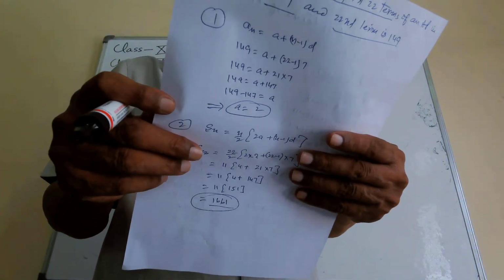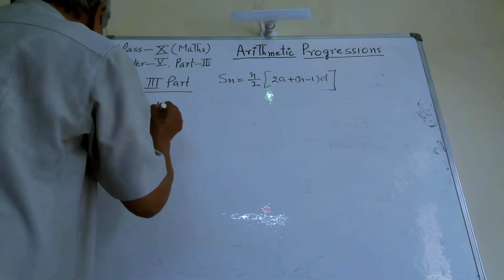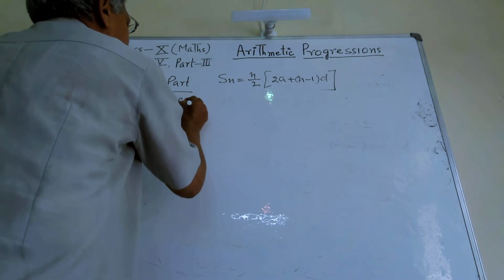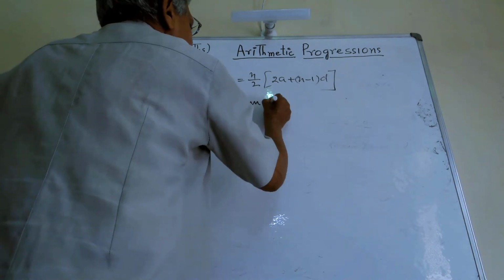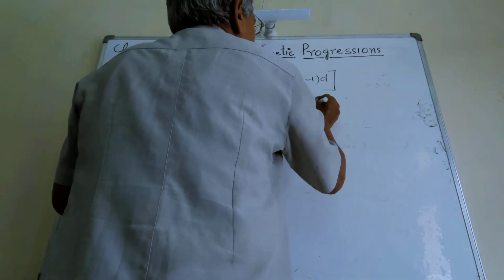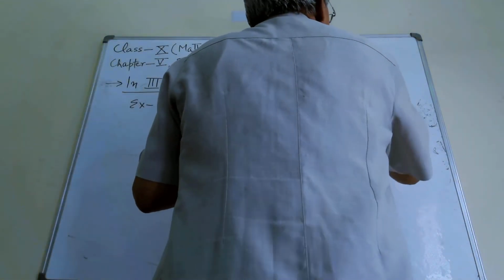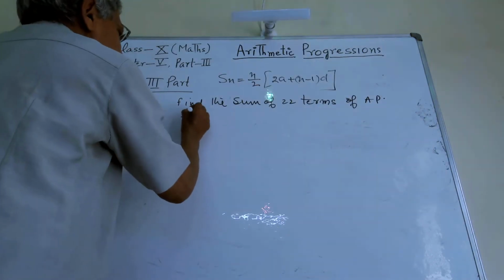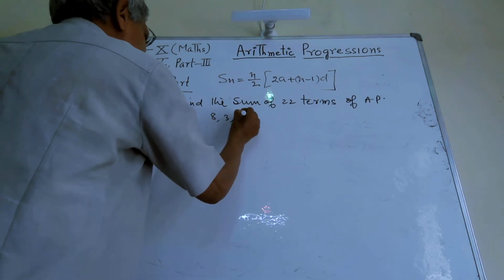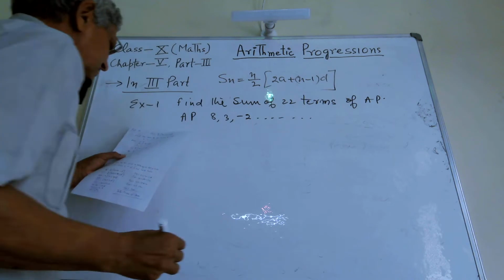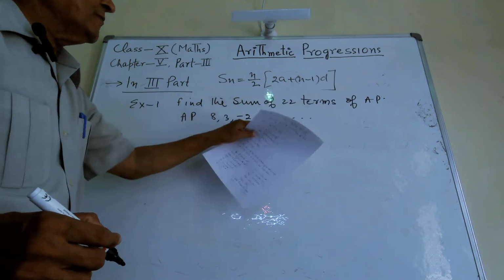Find the sum of 22 terms of an AP. Example first. Find the sum of 22 terms of AP. And what is the AP? AP is 8, 3, minus 2, and so on. This is the given AP. We have to find out the sum of 22 terms of this AP.